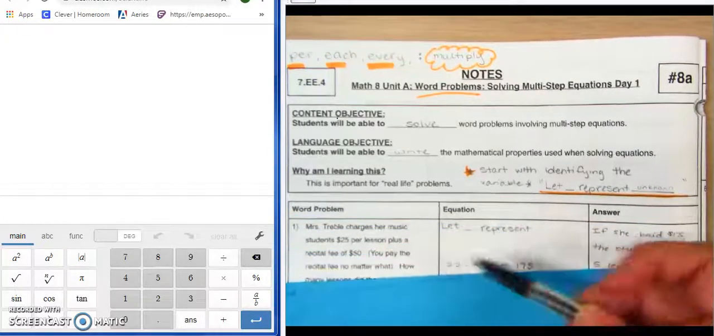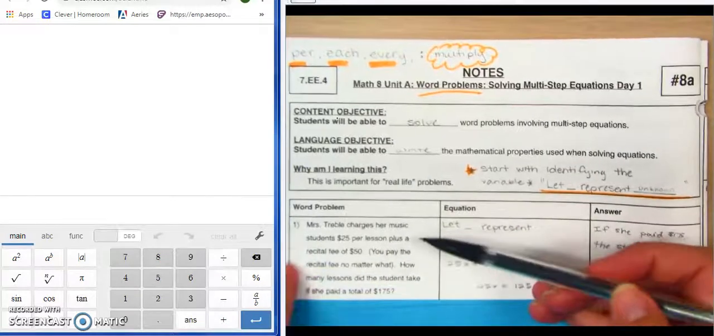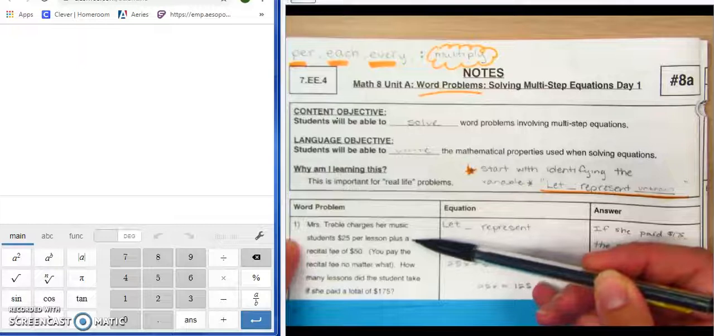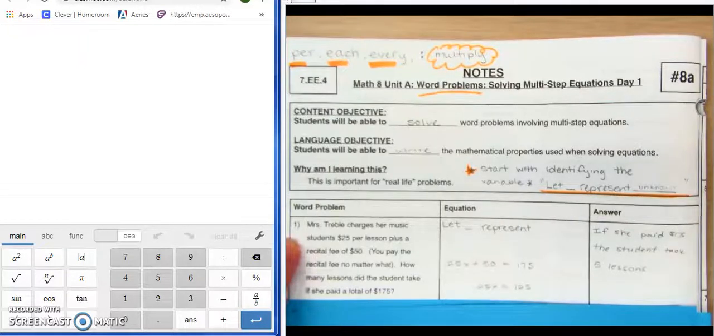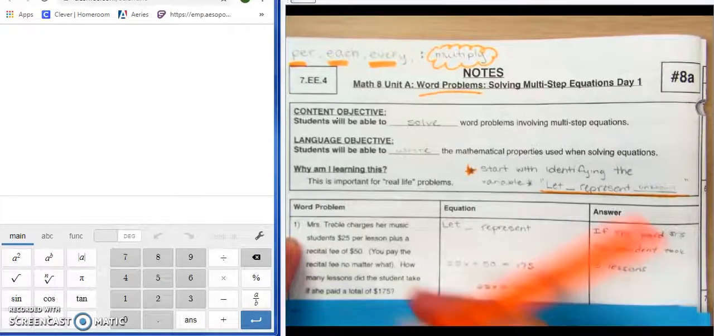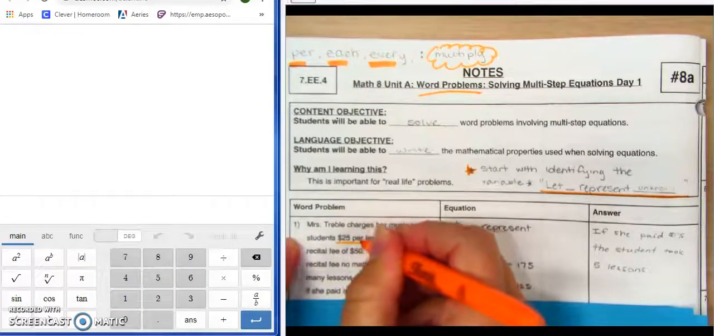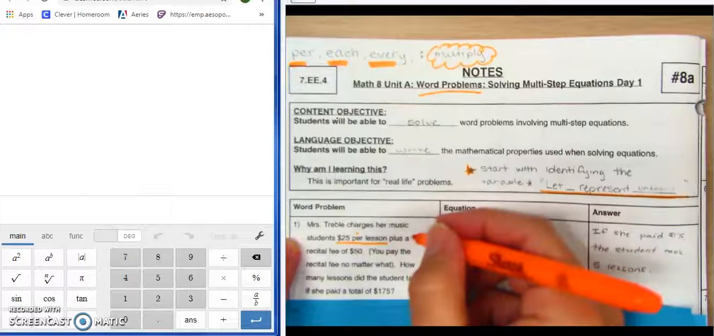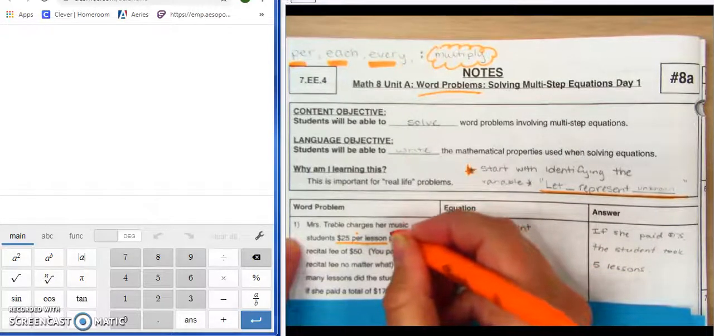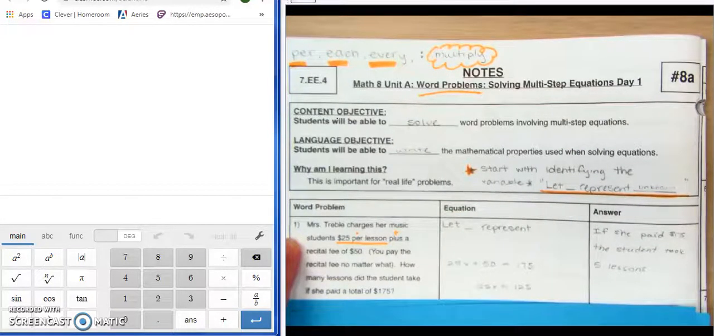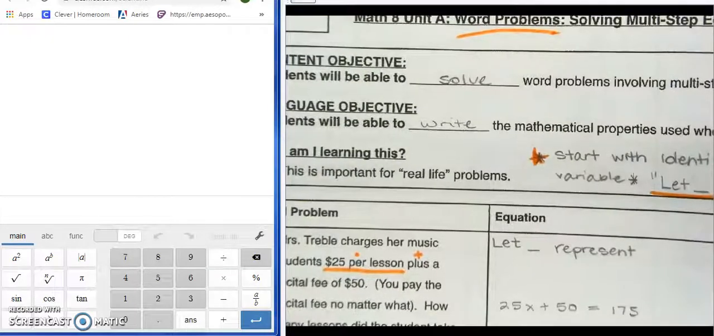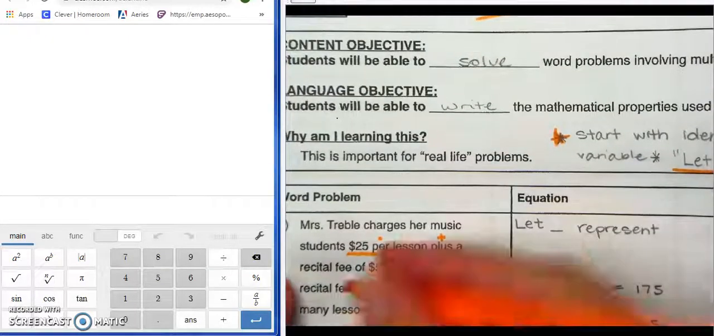So for example, let's look at our very first word problem. Mrs. Treble charges her music students $25 per lesson. All right, so we're going to be highlighting quite a few things today. $25 per lesson is important. Per means multiply. Plus is another word that means something in math, so I'm going to write a little plus sign there. Here, let's zoom in so you can see this. Plus a recital fee of $50.